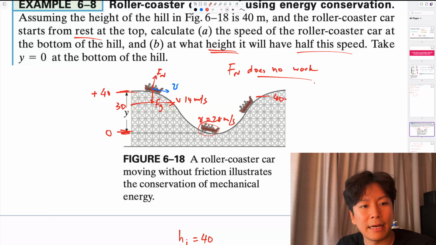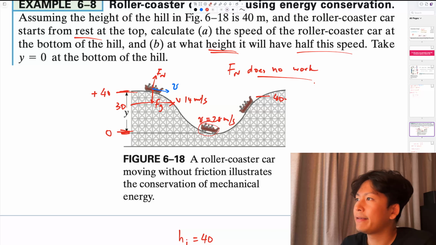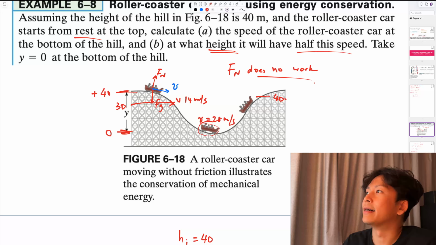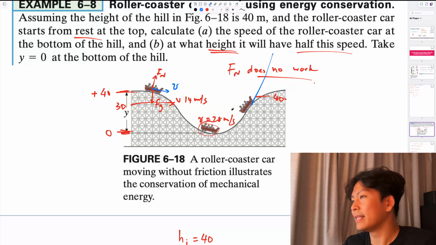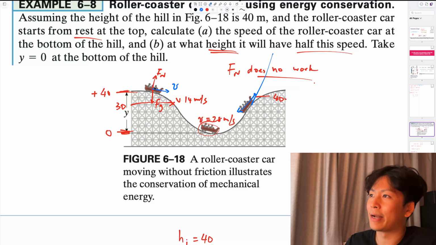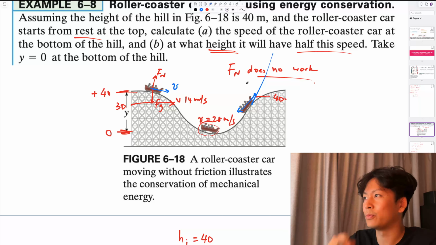Now, what happens if this track goes slightly higher, right? If the track goes higher than 40 meters, so the track extends all the way here, then it's the same thing. The car is going to go up to the 40 point, slow down, come to a stop, fall backwards, go back to the initial point, and then come back, right? So it's going to bounce between the two points.